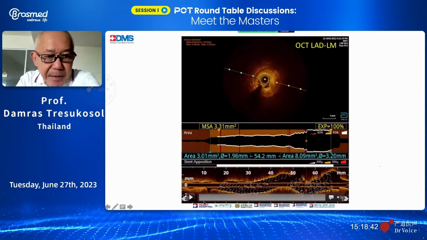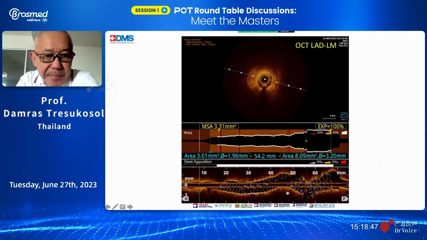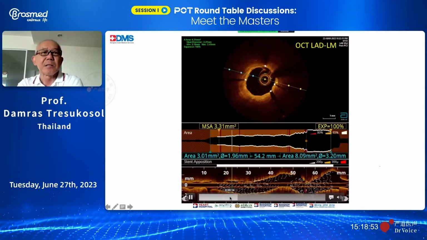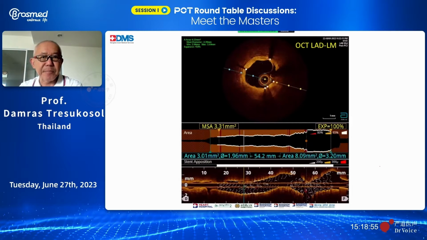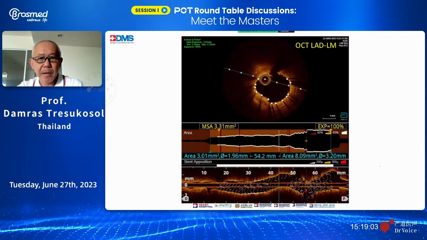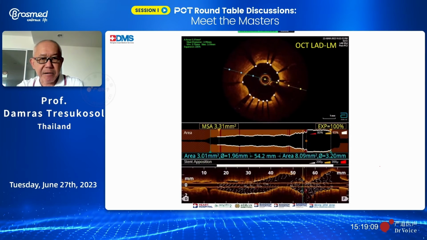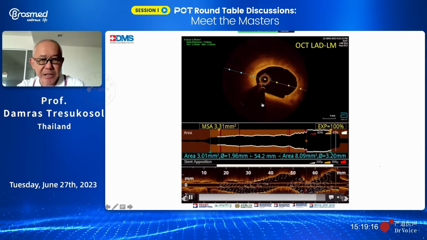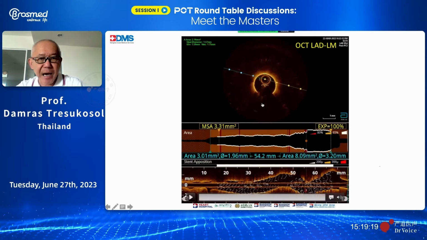And again, this is OCT from LAD to left main. So we start from here. So this is OCT from LAD back to left main. And again, at the carina, this is the carina. You can see that we have the stent in good position to the left main, no malposition, no edge dissection. So I'm happy with this finding.